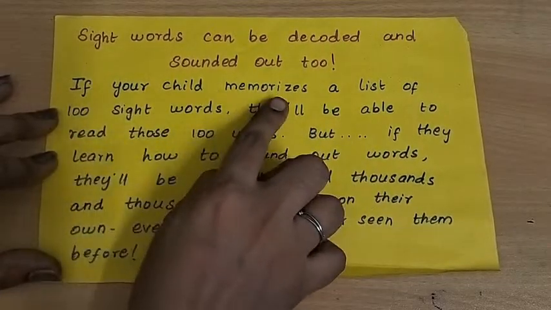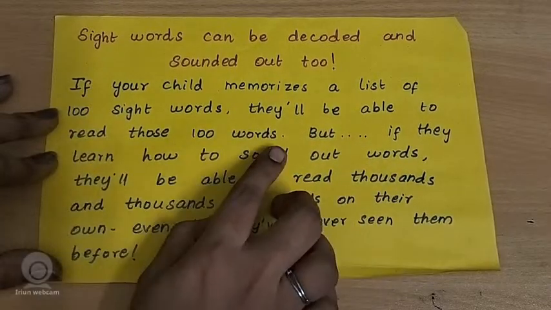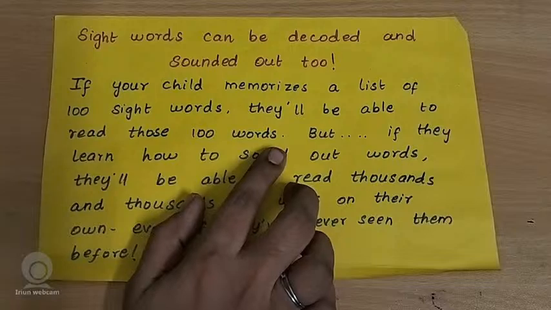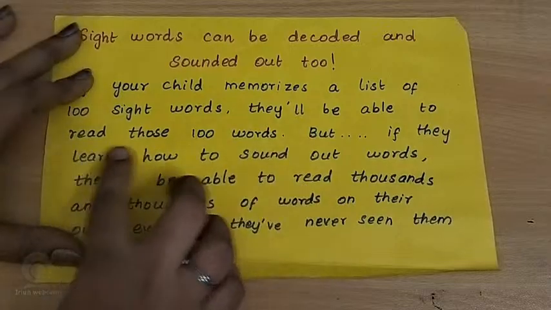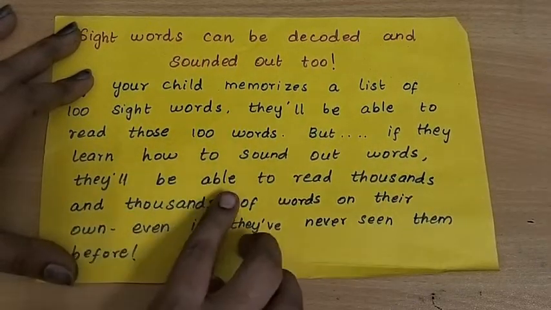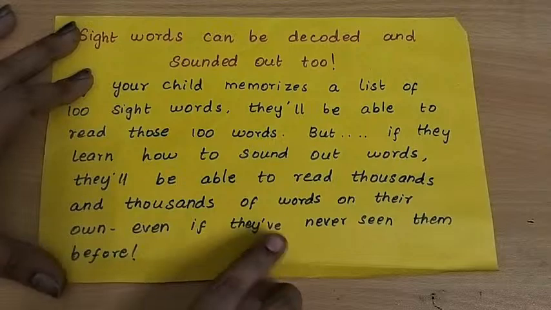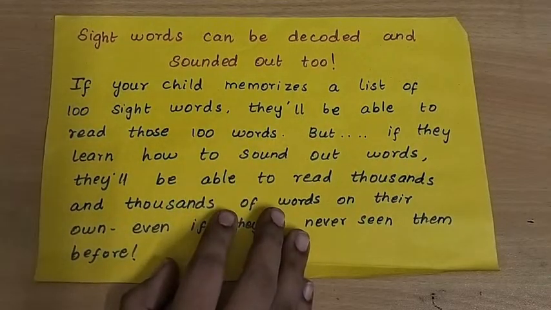If your child memorizes a list of 100 sight words, they'll be able to read those 100 words. It's true. If we are teaching a kid 50 words, he'll be well known with those 50 words. But if they learn how to sound out words, they'll be able to read thousands and thousands of words on their own, even if they have never seen them before. So even if they have never seen a word before, by sounding it out they are able to read it. So sight words can be decoded and sounded out too.